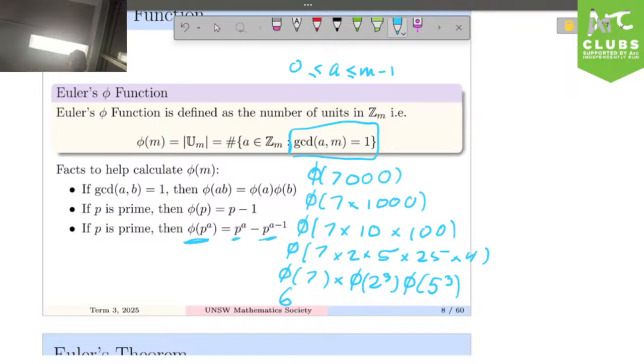If we have a power of a prime, then we can prove that all we have to do is take that power of a prime, subtract one of the powers off, and then subtract. So what we have is 6 times 2 cubed minus 2 squared, times 5 cubed minus 5 squared. So this is going to be 4. This is going to be 125 minus 25, which is 100. This is going to be 6. 6 times 4 times 100 is 2400. Okay. All right.